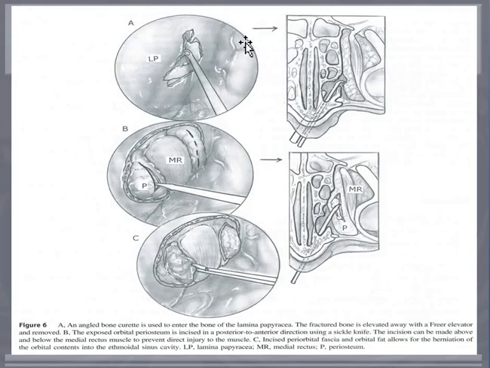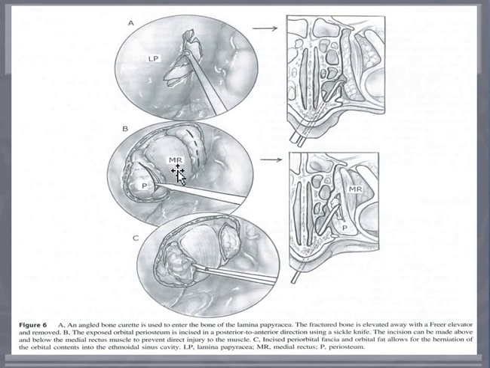Now here you can see an enlarged bone curette is used to enter the bone of the lamina papyracea. The fractured bone is elevated away with the Freer elevator and removed. In this diagram you can see this is the medial rectus muscle.